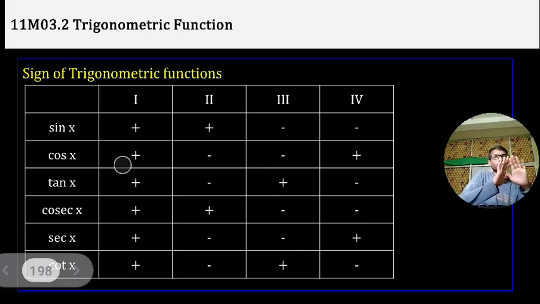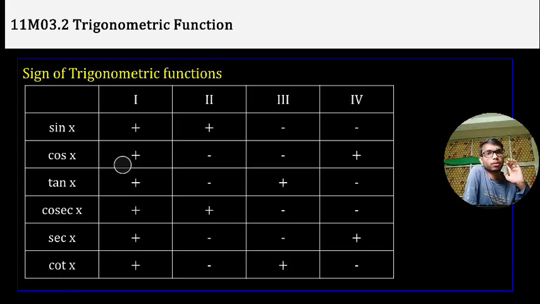Remember, in the first quadrant all trigonometric functions are positive, but in the second quadrant only sine is positive, so the reciprocal of sine, cosec, would also be positive. In the third quadrant, tan is positive, because tan is sine upon cosine, and the reciprocal of tan, cotangent, will be positive. And in the fourth quadrant, cos is positive.